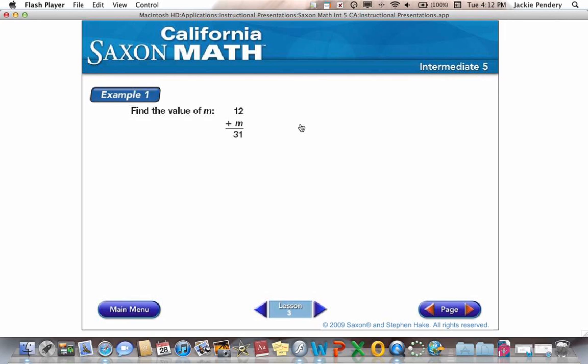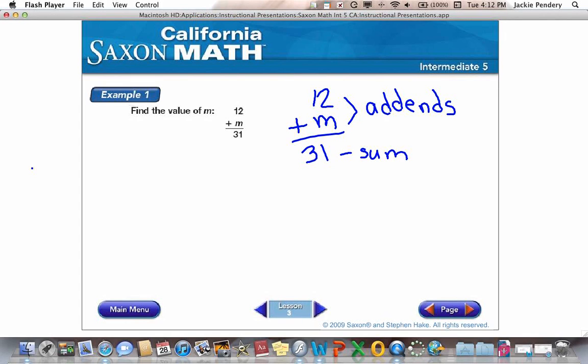So the first thing I want to do is remind you about our terms. Here I've rewritten our problem, and I'm reminding you that in this problem, 12 and m are addends. An addend is just one of two numbers you add together. The answer to an addition problem is a sum. So in this problem, 12 and m are addends, and 31 is our sum.